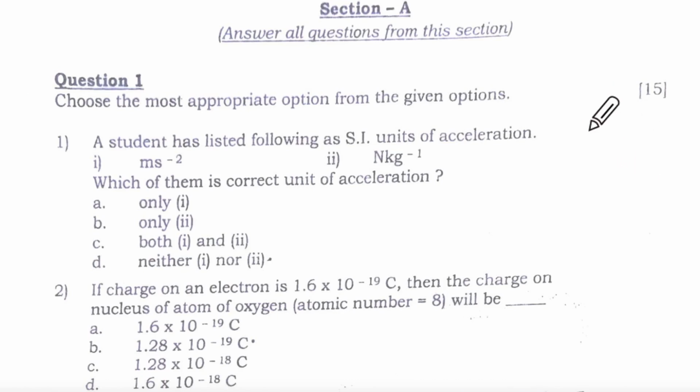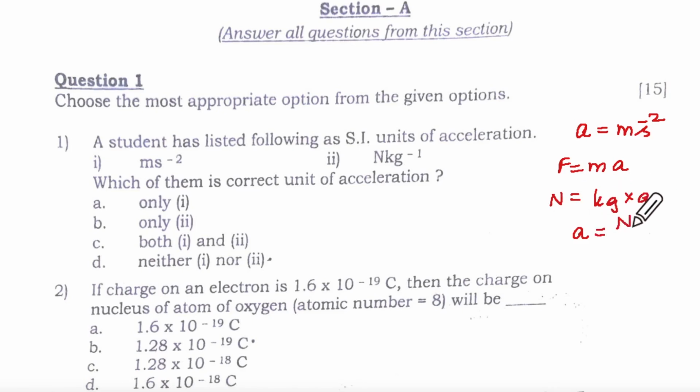The unit of acceleration: acceleration is v minus u upon t, which means meter per second square, correct? But also we have acceleration in the formula F is equal to m into a, and force is Newton and mass is kg into a. So if I have a, then kg goes to that side, which means it becomes Newton upon kg. So that will be Newton per kg. Did you understand this? Now which one of them is correct?